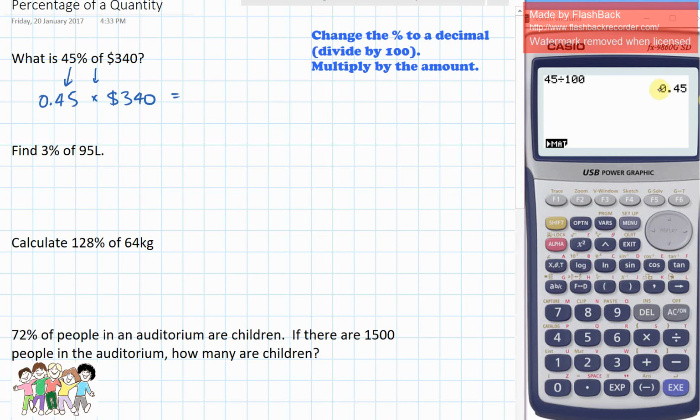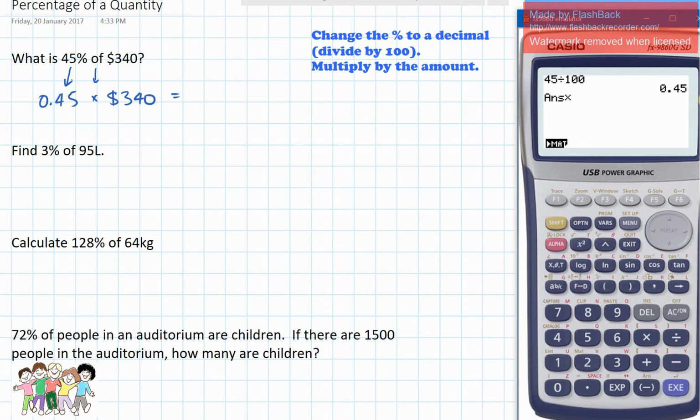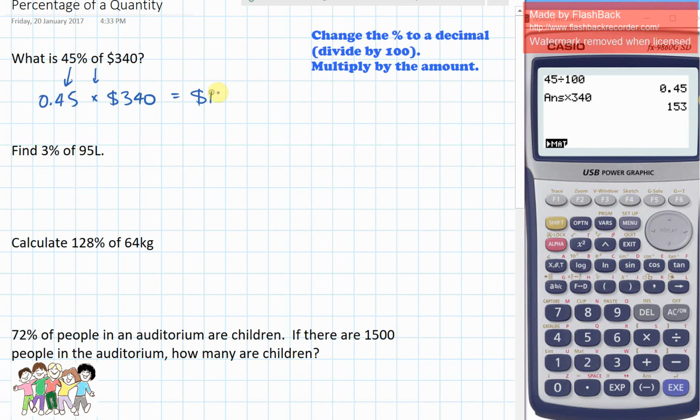So on my calculator, because I've got 0.45 as the last entry or as the last answer, what I can do is if I now press the multiplication sign, it will take the last answer on the calculator and enter it into my new equation. So ANS stands for answer, and it's taking 0.45 times 340, enter 153. So don't forget your units.